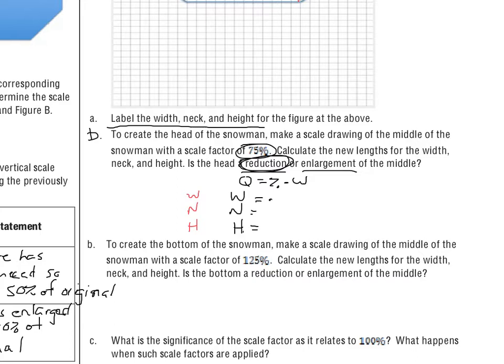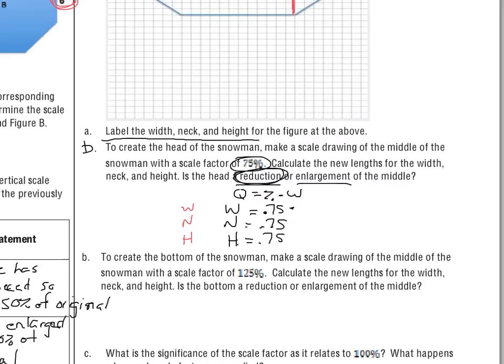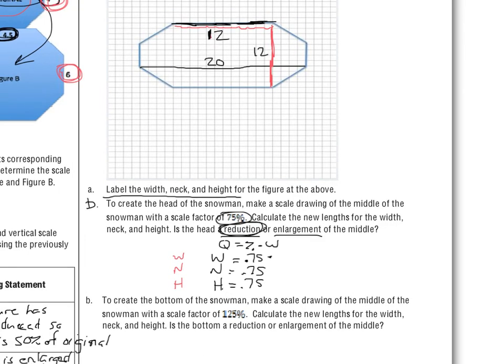Our percentage in all these cases is 75%, and so that's going to be 0.75 times our whole. And our whole for our original, for the width, so the whole entire width we said was 20. And our neck we said was 12. And our height we said was 12. So go ahead and calculate really quickly what the width, neck, and height would be based on your equation.